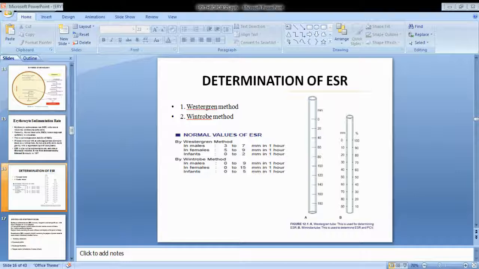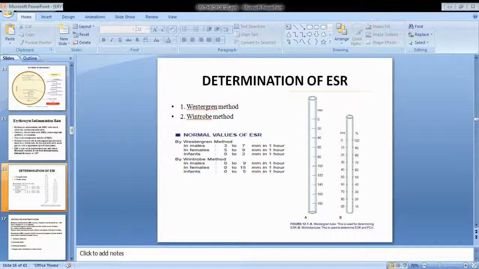The length will be 110 millimeter long, smaller, with a 3 millimeter diameter. This is also used for determining the ESR. It is marked on both the sides. On one side the marking is from 0 to 100, and this side will be for ESR, and on the other side it will be marked from 100 to 0 for PCV, packed cell volume. Here also 1 ml of the blood will be mixed with the anticoagulant.